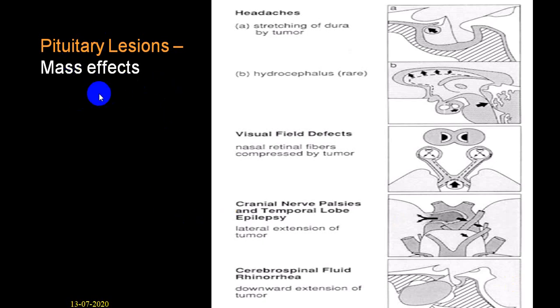So the tumor will produce a mass effect, stretching of dura, producing headache, hydrocephalus, visual field defects, particularly as nasal retinal fibers are compressed, so it will produce bitemporal hemianopia. These nasal fibers are affected, producing bitemporal hemianopia, cranial nerve palsy, and cerebrospinal fluid can also leak out, producing cerebrospinal rhinorrhea.